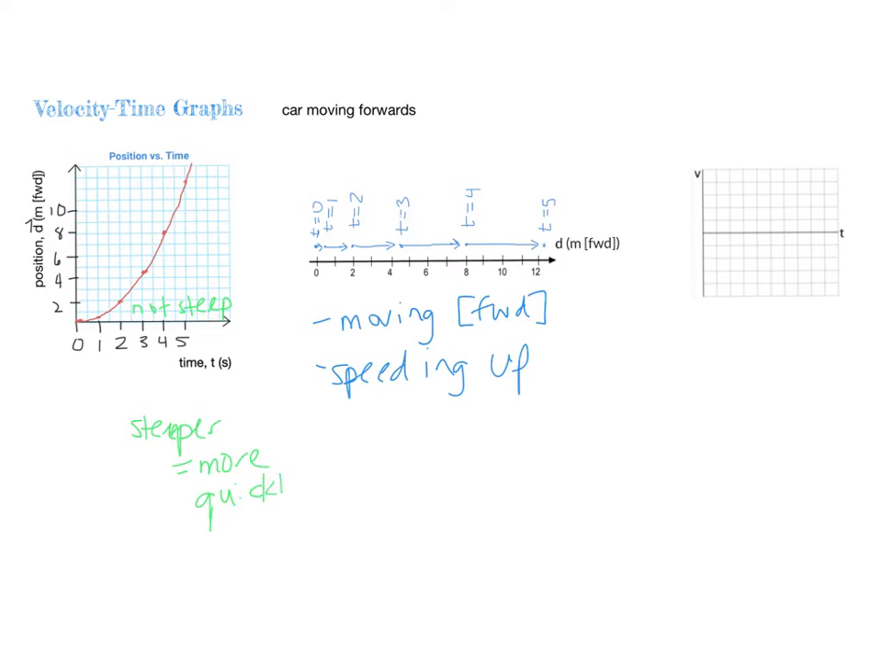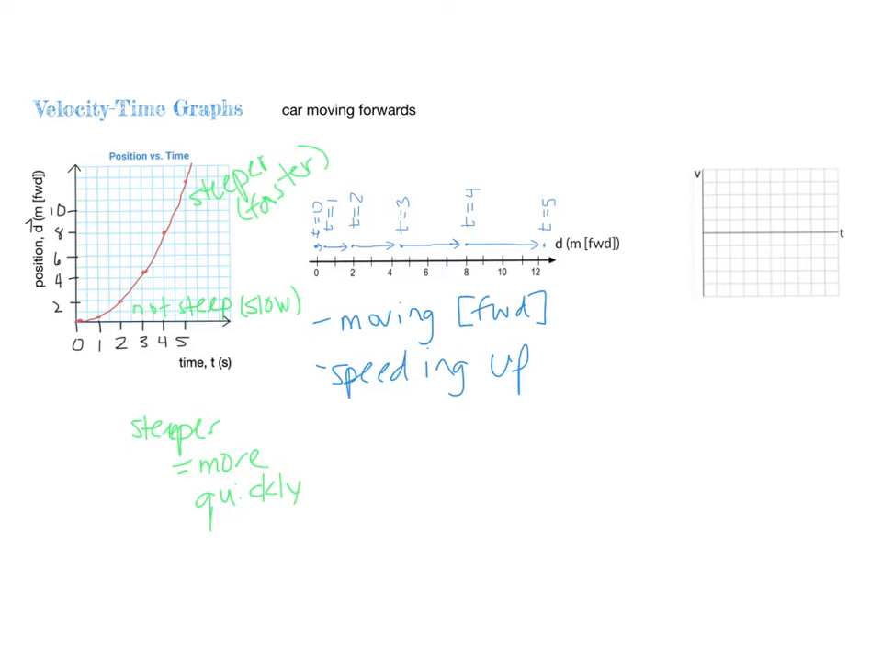So it's going slow to start. Steep section is slow. And then it's going more steeply as time goes on. So it's starting to go faster and faster. So as it curves upwards, we know it's going faster and faster.